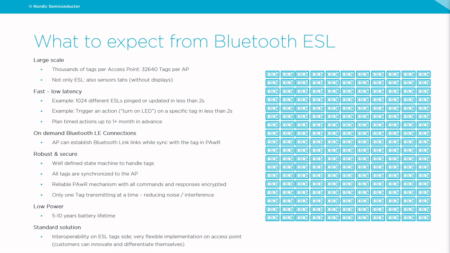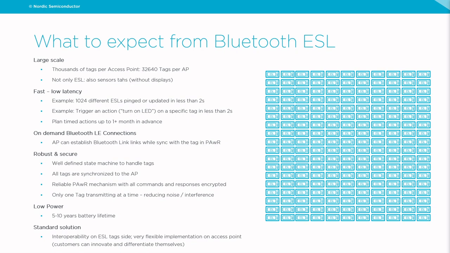The Bluetooth ESL system is quite robust and secure. There is a very well-defined state machine for all the tags. Most of the time, these tags are synchronized to the access point. Encrypted messages are exchanged between access point and tags, leveraging the PAwR and EAD features from Bluetooth, minimizing noise and interference. Such an implementation also enables low power operation, so depending on battery size, lifetime can be up to 5 or 10 years.